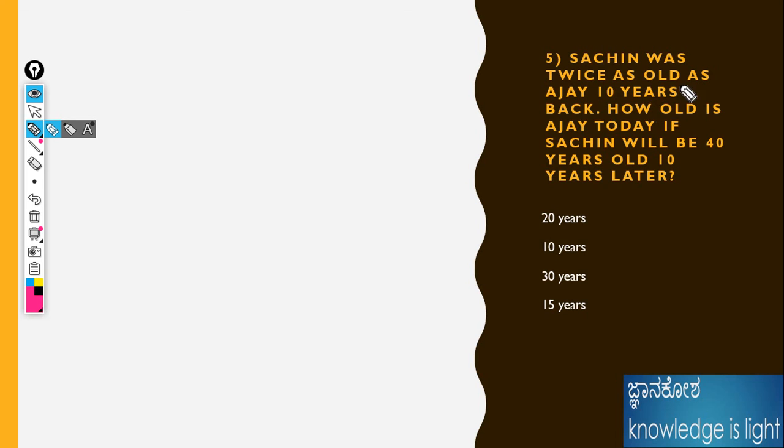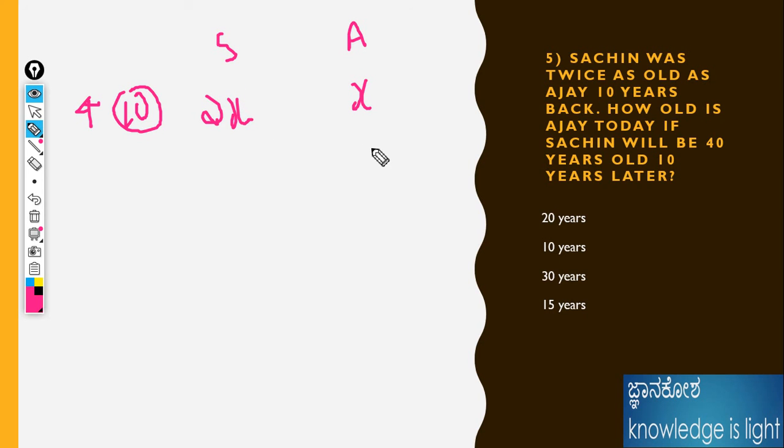Sachin is twice as old as Ajay 10 years back. This sounds interesting. The problem is about Sachin and Ajay. 10 years back means we put it in a column as back. Therefore, twice: Sachin is twice as old, so I maintain Sachin as 2x and Ajay as x.